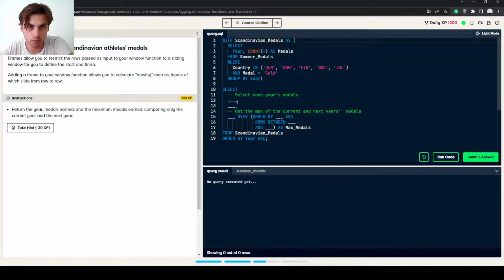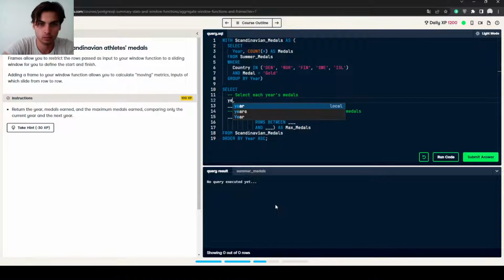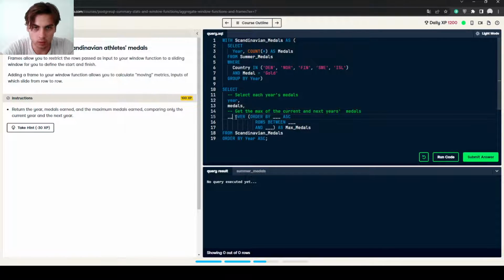Return the year, medals, get over, months, medals, over, order by, comparing only the current year and the next year. Order by year, between 1 and 1.